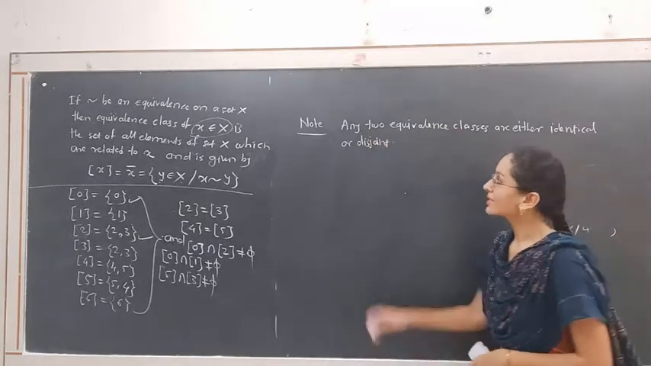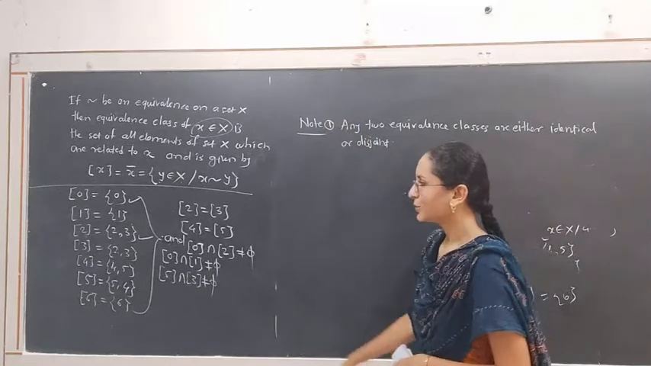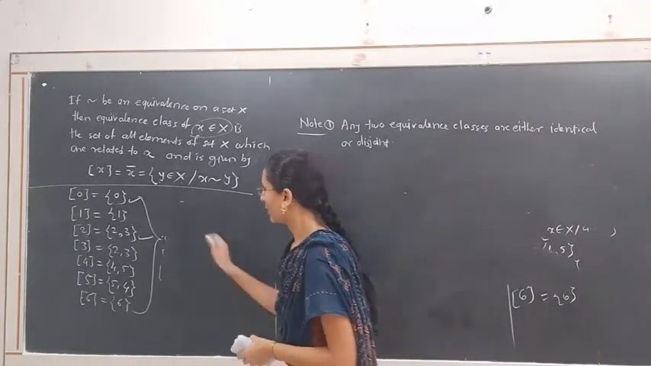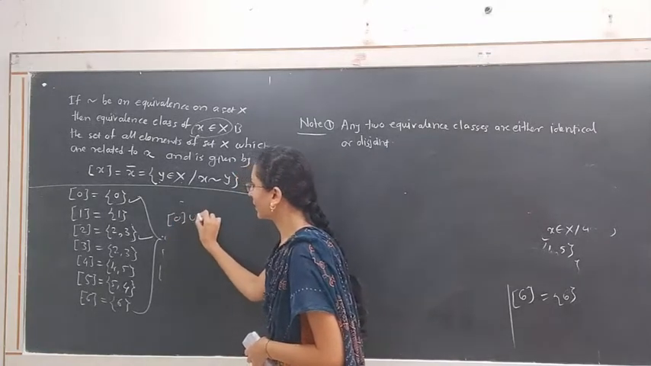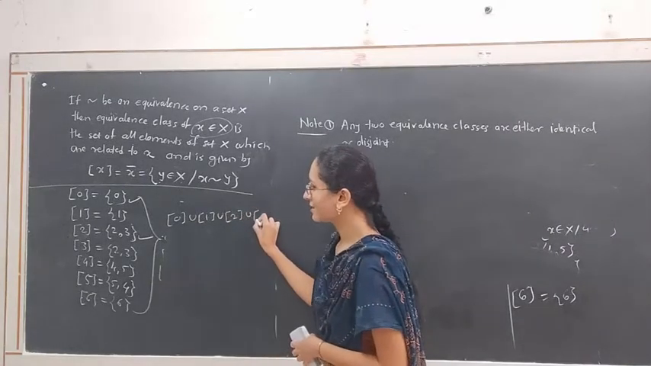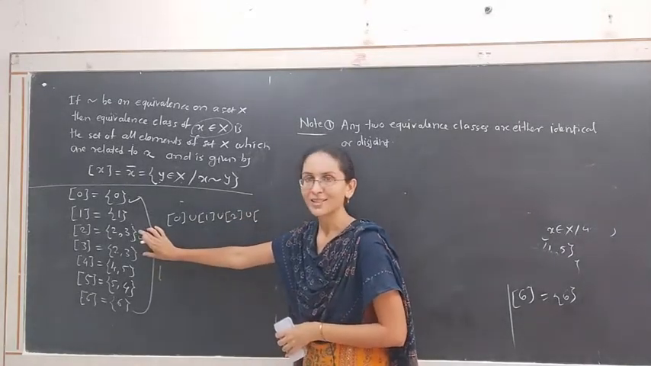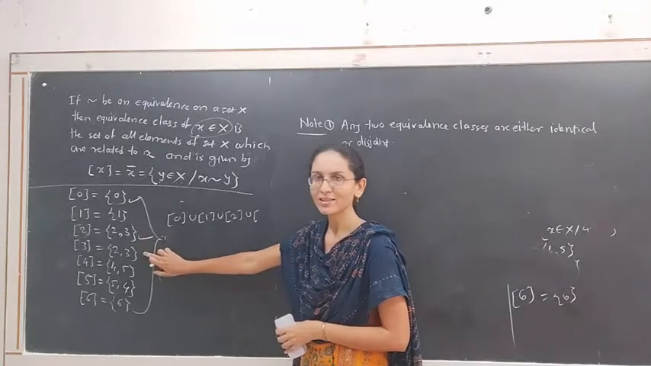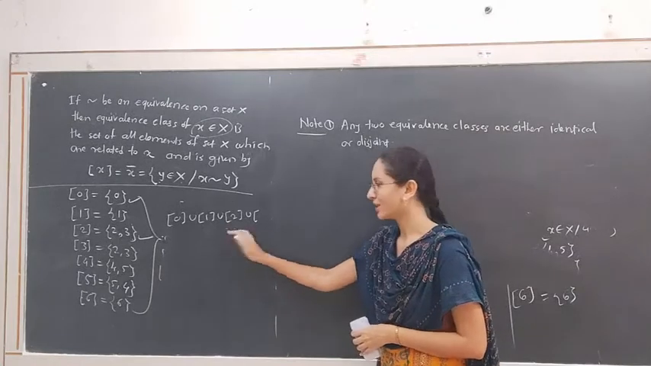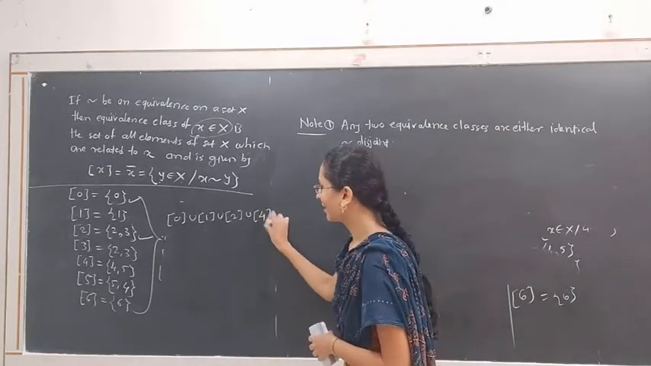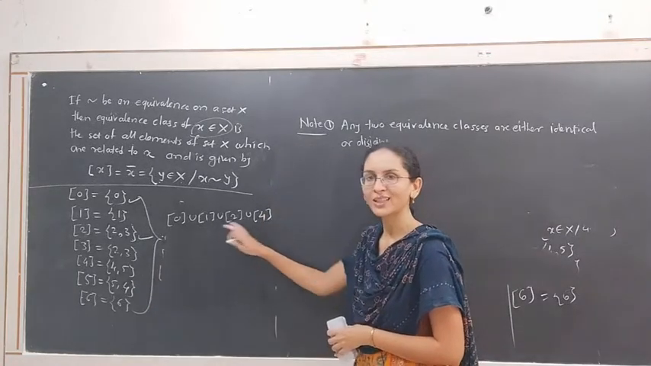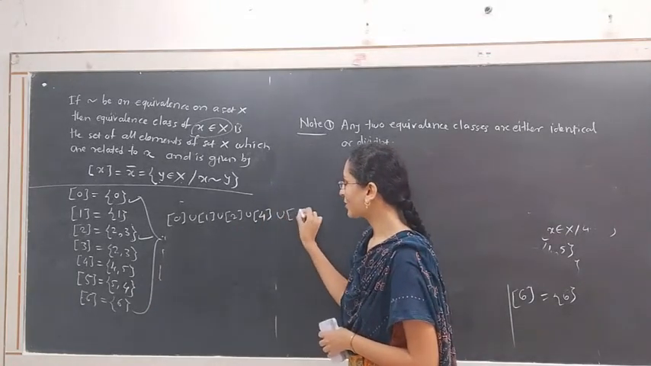Secondly, if we consider the union of all these equivalence classes: union of equivalence class of 0, equivalence class of 1, equivalence class of 2. Since equivalence classes of 2 and 3 are same, we consider one set only a single time in the union. Union equivalence class of 4, as equivalence class of 4 and 5 are same, hence we consider only equivalence class of 4 in this union. Union equivalence class of 6.